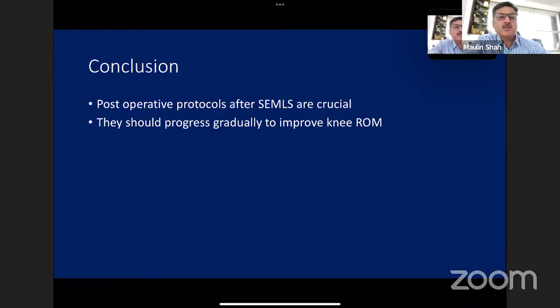We are on the verge of publishing this as a JBJS case report. We have done 2 revisions, and I'm sure that this will get through and will be published in JBJS.